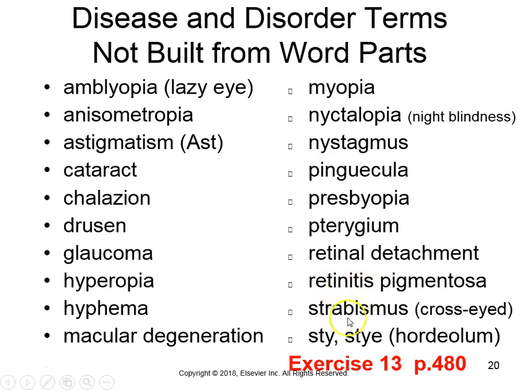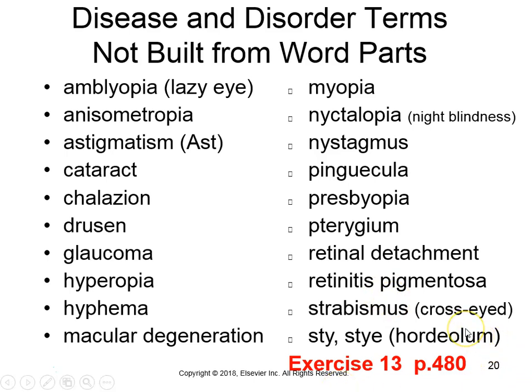Strabismus is a fancy word for cross eye, which is not the same thing as a lazy eye. Strabismus means when your eyes are looking in different directions. And it's really a muscle problem, generally. The muscles can't keep the eyes focused straight.